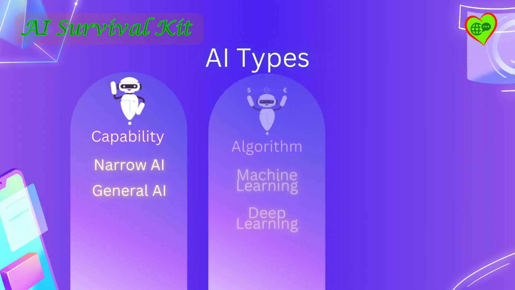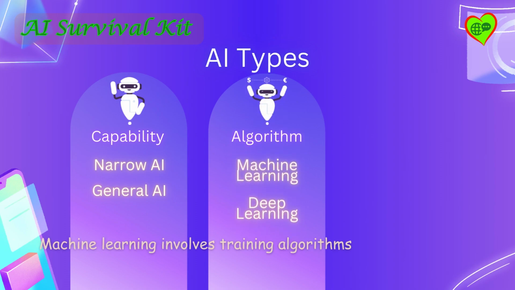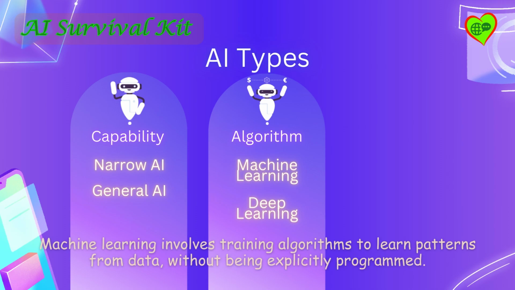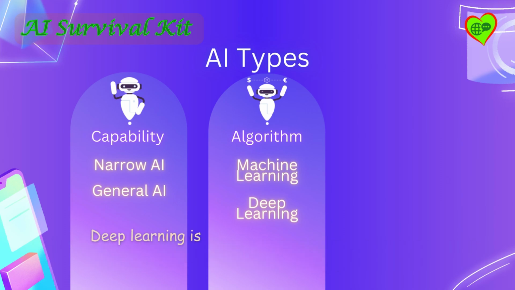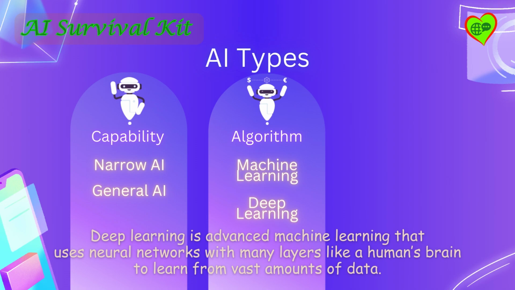Machine learning, ML, and deep learning, DL. Machine learning is a subset of AI that involves training algorithms to learn patterns from data, without being explicitly programmed. Deep learning is a type of machine learning that uses neural networks with many layers to learn from vast amounts of data. Deep learning is behind those amazing self-driving cars.